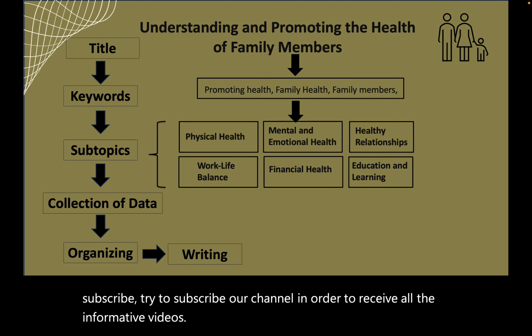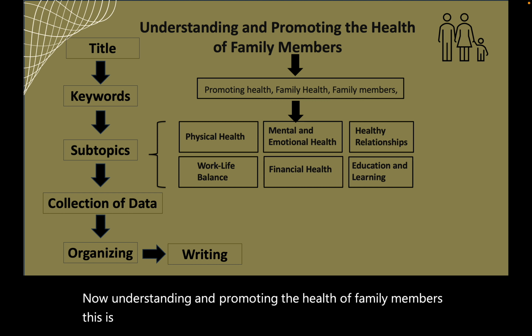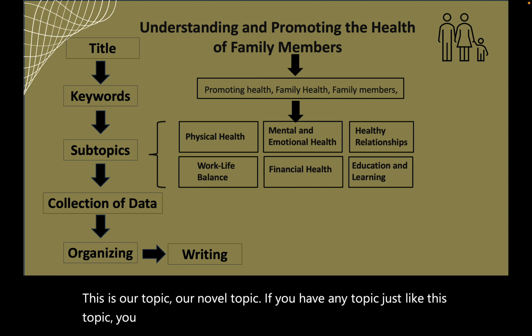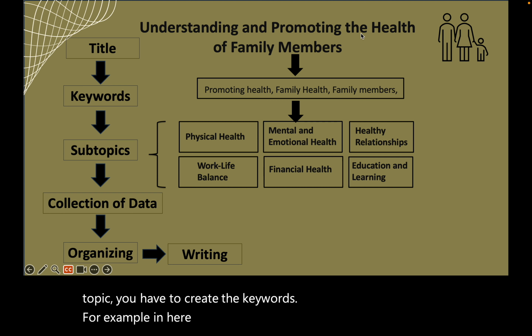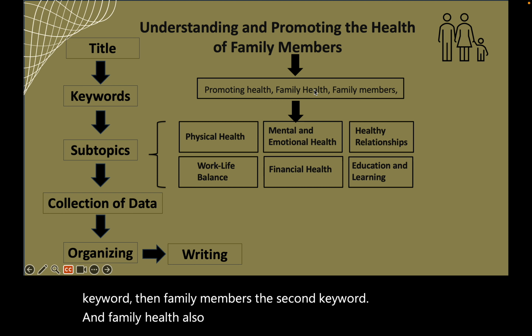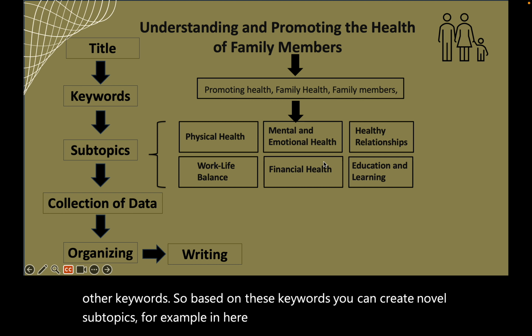Now, understanding and promoting the health of family members. This is our novel topic. If you have any topic like this, you have to create the keywords. For example, here, promoting the health will be the first keyword. Then family members, the second keyword. And family health, health of family, will be other keywords. Based on these keywords, you can create novel subtopics. For example, here, we wrote at least 6 subtopics.